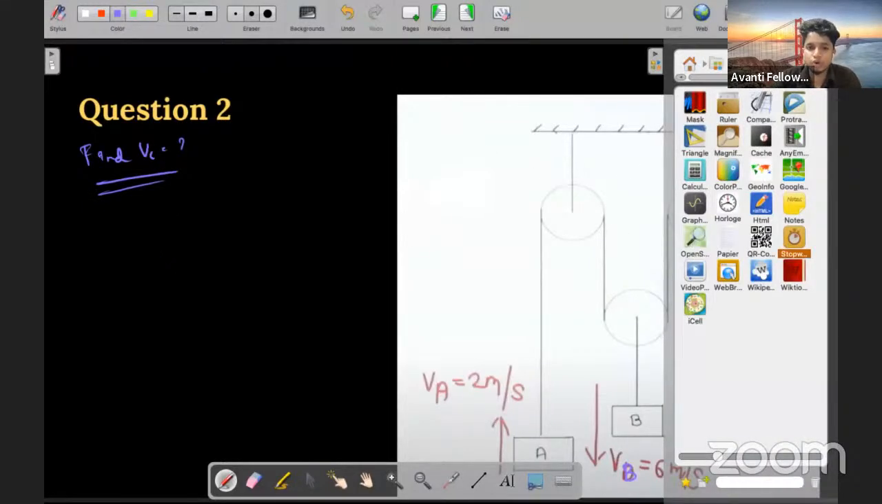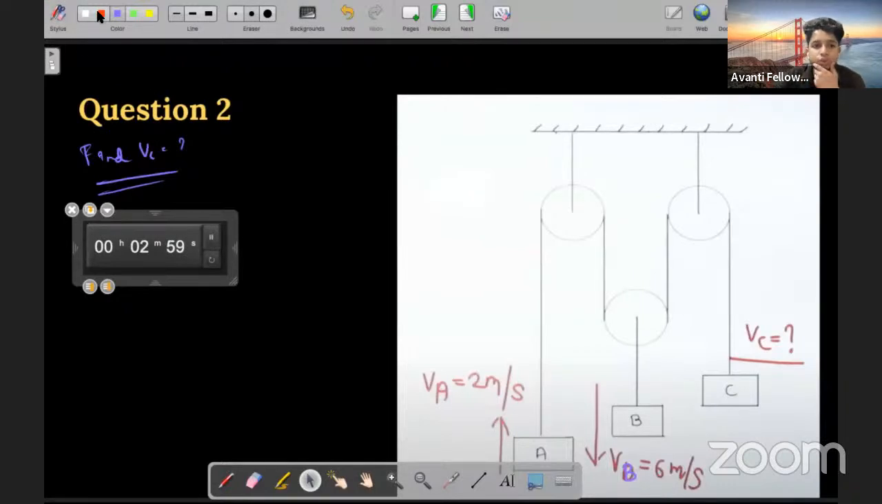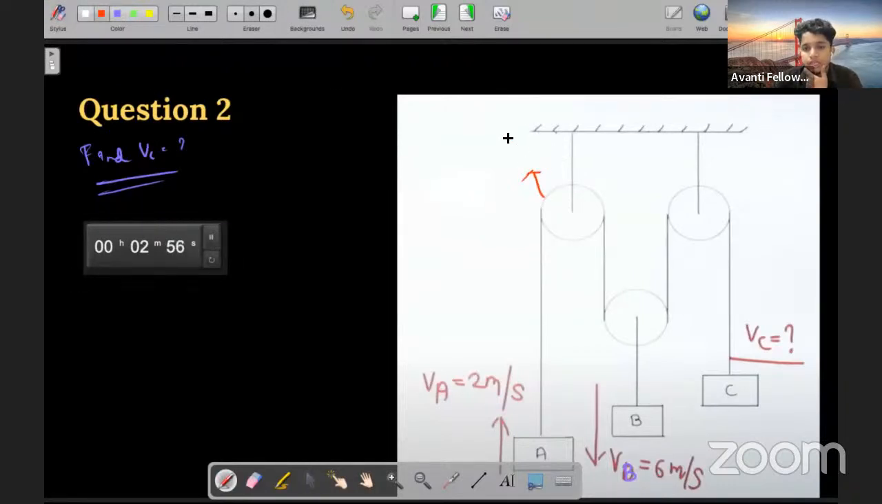Same concept you need to apply, just like we applied before. So I'm giving you 3 minutes of time. See, I'm giving a hint, students. Remember, this is a fixed pulley. Fixed pulley. So always remember. Try to solve it and let me know what the answer is.